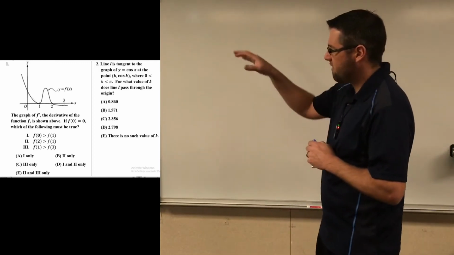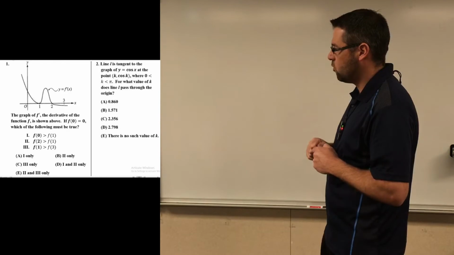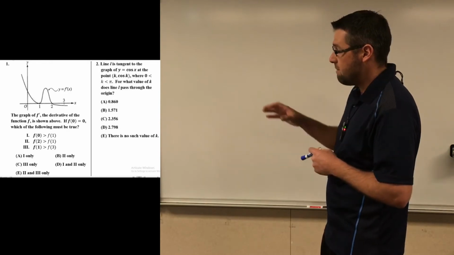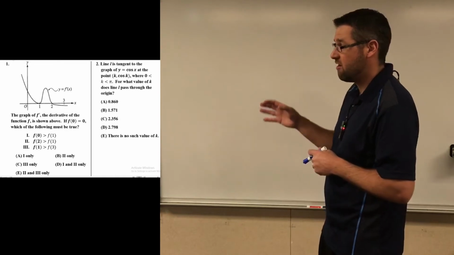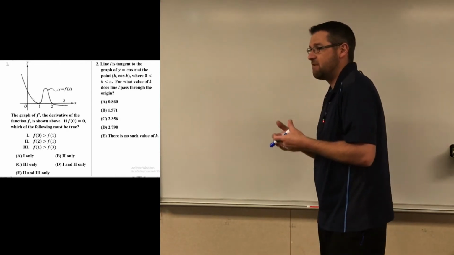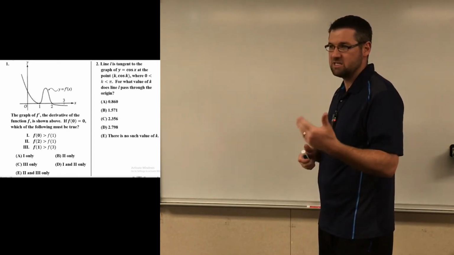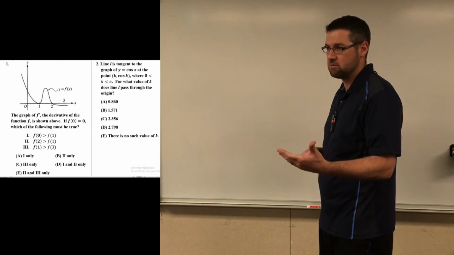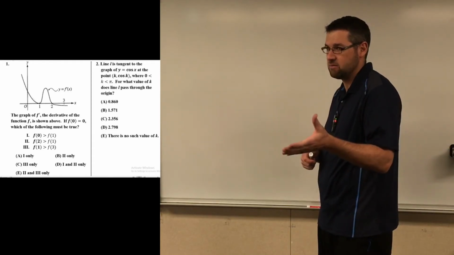Number one, the graph of f prime is given, and we know that f of 0 equals 0. Which of the following must be true? So I'm asking about what? F, and I give you f prime, and I said f of 0 equals 0. So if I'm asking about f, how do you go from f prime to f? The integral, yes, but what am I asking for? Essentially, if I just take the integral, I'm not finding f.